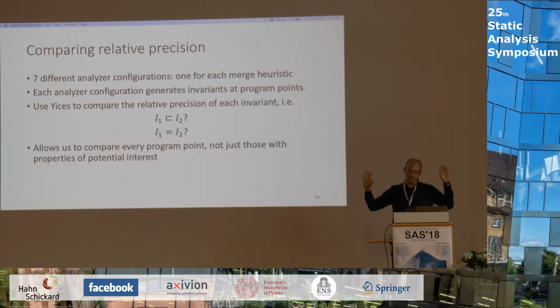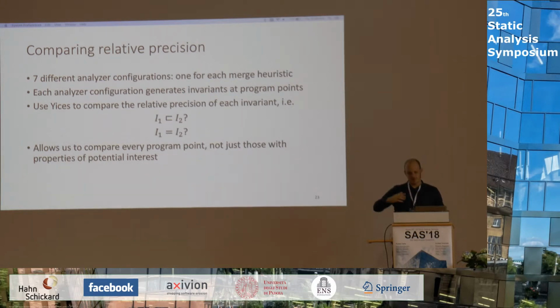So then we take those invariants across all the different invariants produced for the same program point, and we ask how often is it the case that an invariant generated from the first analyzer configuration is subsumed by an invariant from the second, and then how often are they equal? So then this allows us to count up the precision gained by using a particular analyzer over another in terms of generating finer invariants.